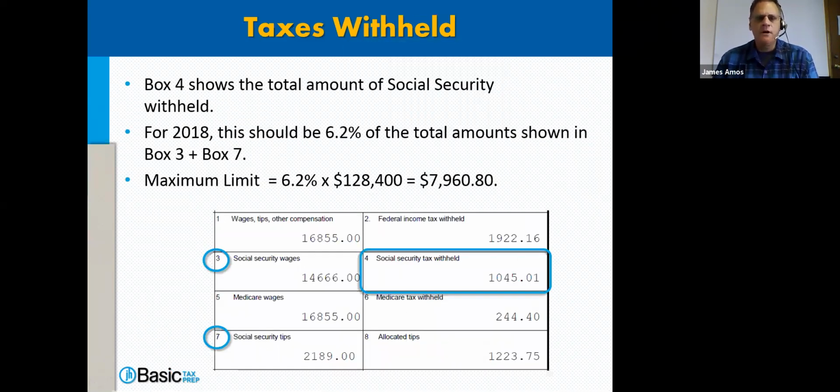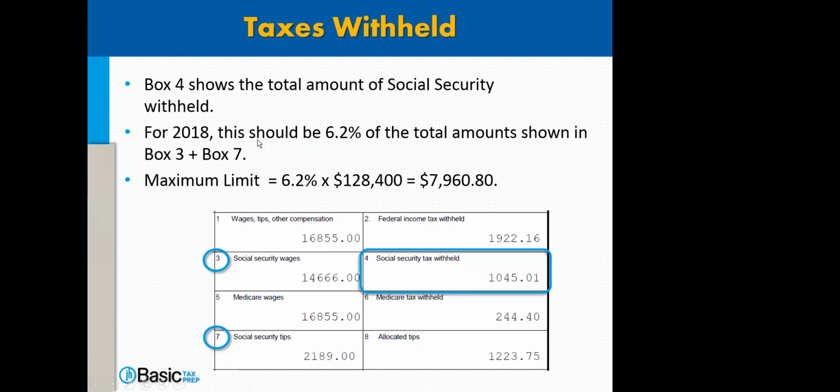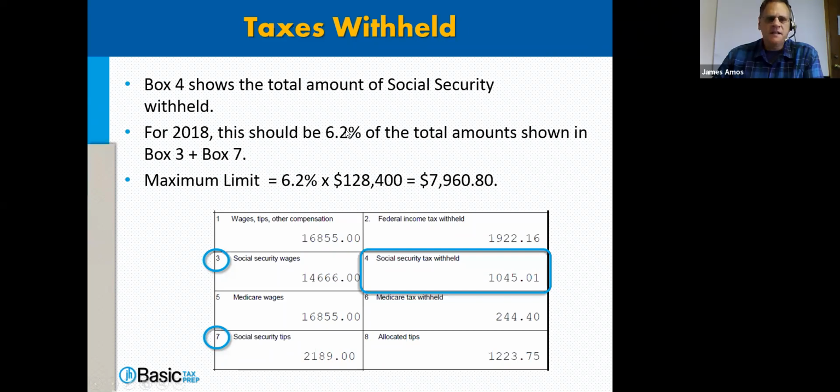Now, let's talk about this again. Remember I said box 3 and box 4 are tied in with each other. Box 5 and box 7 are tied in with each other. Okay? So let's talk about that. These are your Social Security wages. Here's your Social Security tax withheld, and it's withheld at a specific percentage. You can always know what should have been in here by using this percentage. For 2018, this is 6.2% of the amounts in boxes, well, it's actually boxes 3 and 7.